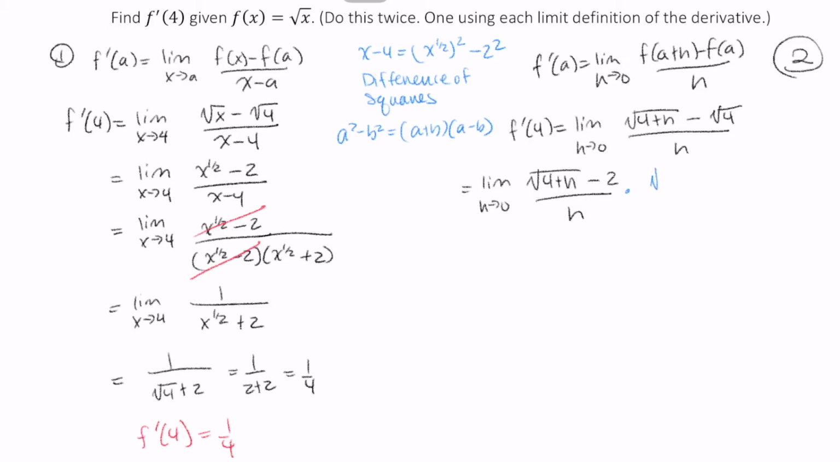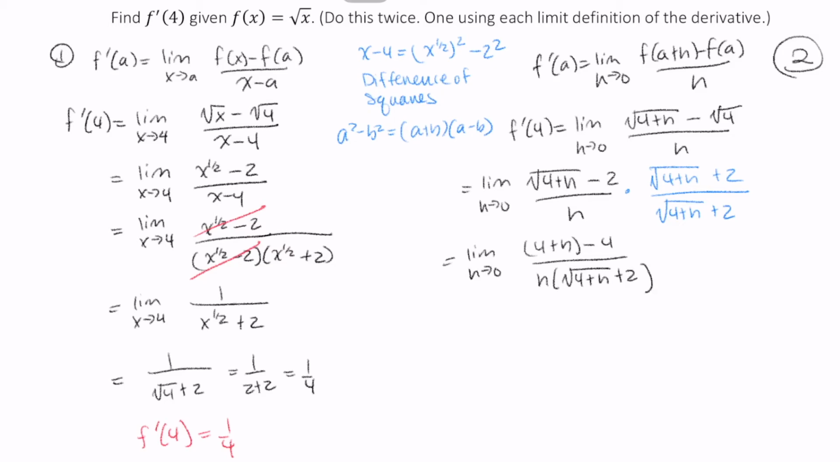That is the conjugate of the numerator. So I'm going to multiply by the square root of 4 plus h plus 2 on the top and the same quantity on the bottom. In my numerator, I'll end up with 4 plus h minus 4, divided by, in my denominator, h times the square root of 4 plus h plus 2. And I would resist the temptation to simplify this and multiply that out. Just hang tight. You'll see that that'll go away really nicely.